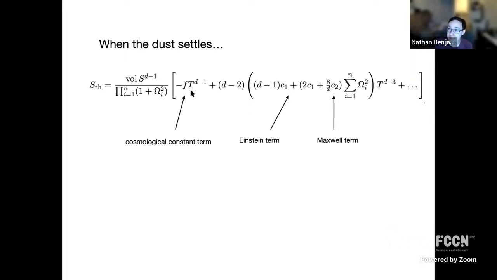Now, by dimensional analysis, we know exactly the powers of t that each of them come with. The cosmological constant term comes with no derivatives, and so it has to come with t to the d minus 1. This is just dimensional analysis; you can compute this just from the entropy of a gas of free particles in d dimensions. Einstein and Maxwell terms come with two derivatives, so they come with two fewer powers of temperature. And you can keep going. Suppose you wanted to know the t to the d minus 5 term for this effective action. Then you would need to compute terms like, for example, F to the 4th, or R squared, or R times F squared, or various contractions of these types of objects.